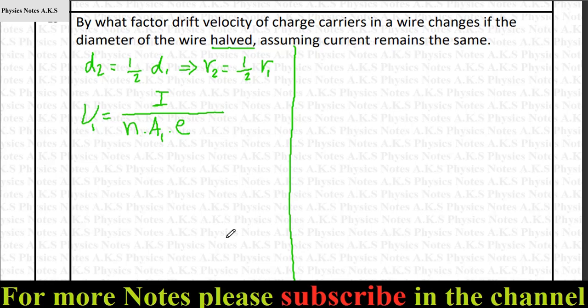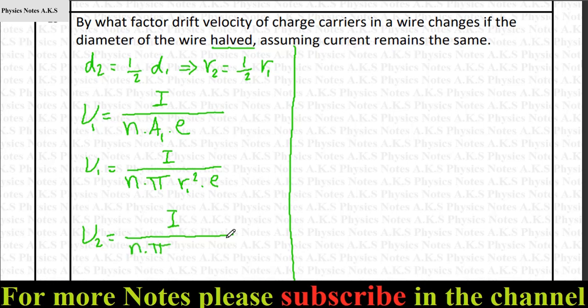I can write this formula as follows: v1 equals current divided by number density multiplied by pi r1 squared, which is the area, multiplied by the charge of one electron. So I can write the second speed v2 after the change. It's going to be I divided by number density multiplied by pi r2 squared multiplied by the charge of the electron.